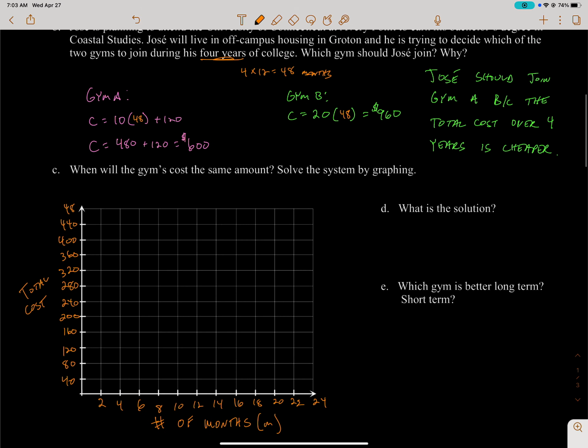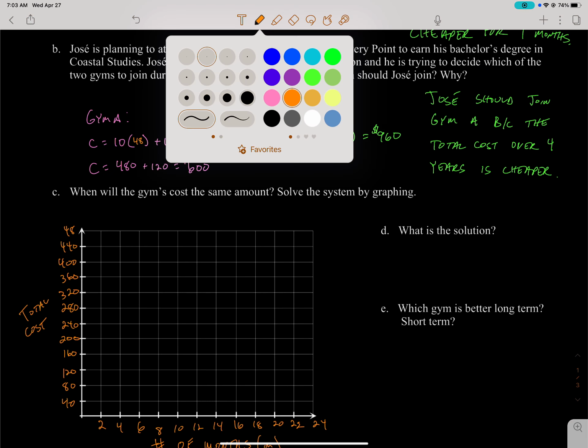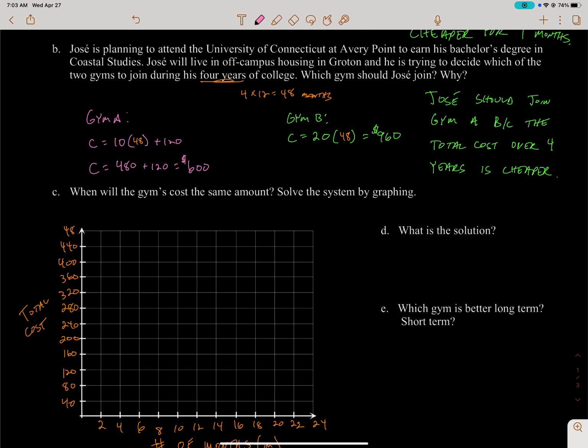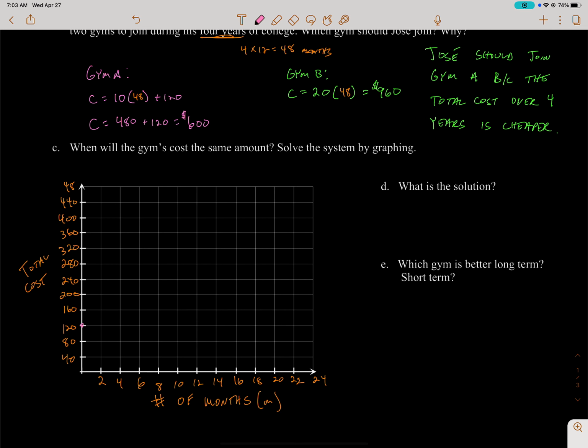So let's first graph Gym A, which we're doing in pink. So Gym A starts off at the y-intercept of 120. When you're at 0 months, you have 120. And then it goes up, what, $10 a month? Because the slope is 10, so I go up 10 and over 1. So it's going to be like, let's see, that's going to be 40 months. So it's going to be something like this right here.